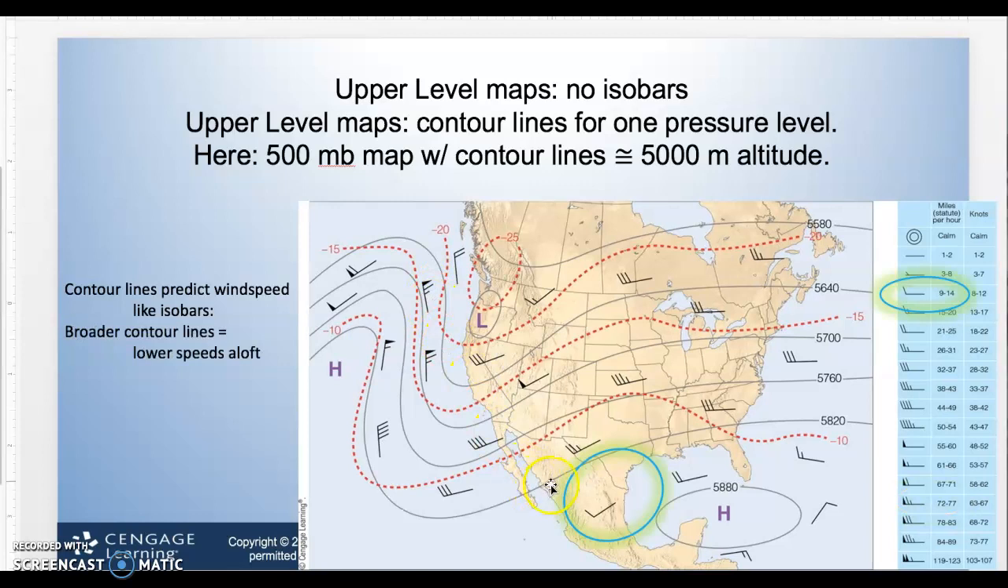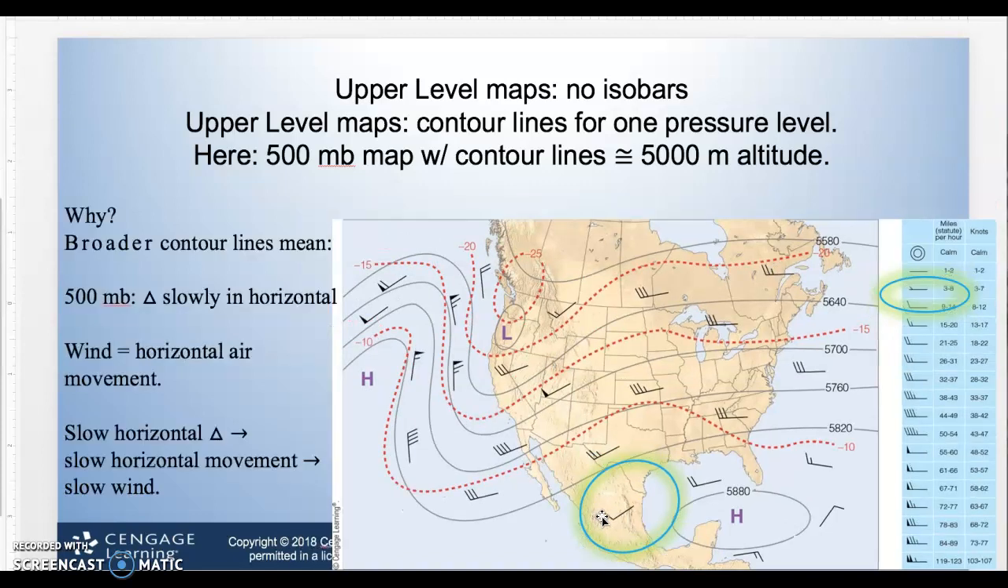On the other hand, where you have gray contour lines that are far apart, you have much lighter winds, about 9 to 14 miles an hour. Why is this the case? You understand about pressure gradients in wind, but contour lines are not pressure gradients. Contour lines are one pressure level. In this case, it's 500 millibars, about 5,000 meters in altitude. Why would the same tightness and looseness of these lines impact wind speeds as well?